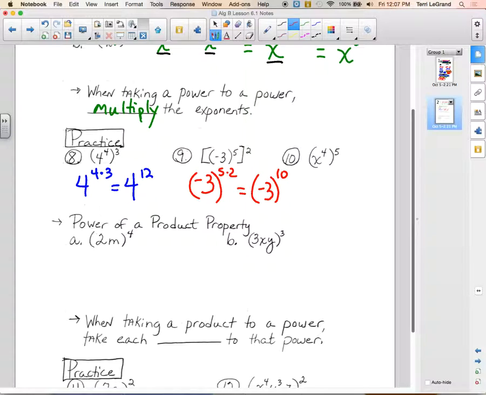You have to have those parentheses there. Let me say that one more time. You have to have those parentheses there.